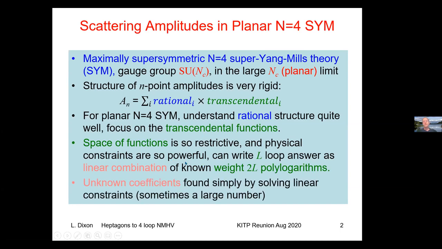And if we think we know what the function space is, we just write down a linear combination with unknown rational coefficients, and we solve the linear equations by imposing boundary conditions, data in some limits. And if we have enough limits, we can determine these coefficients. And in fact, this is usually the easy part of the problem. The hard part of the problem is constructing the space. Finding the amplitudes in the space is a much easier problem typically.